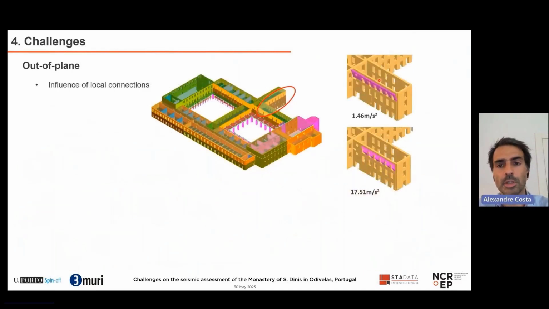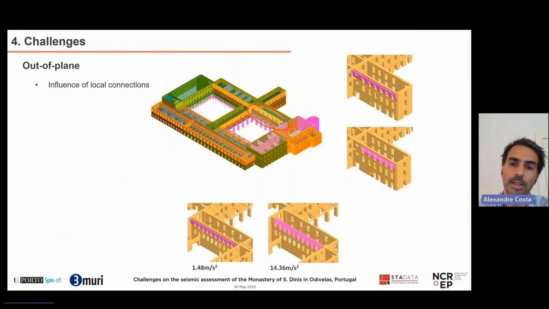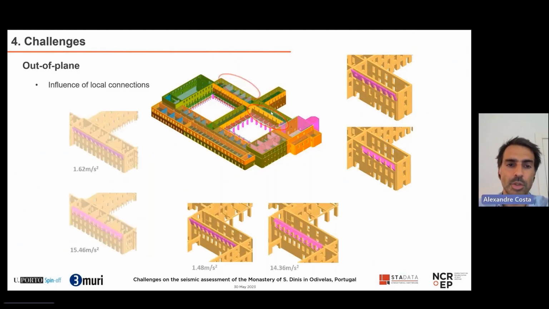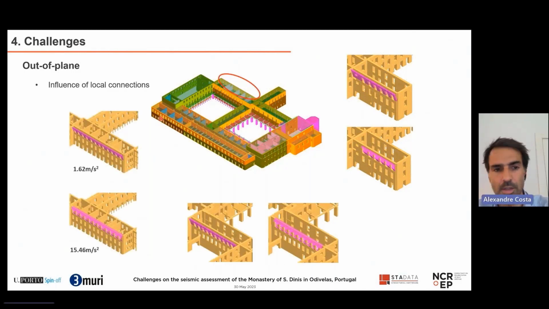For example, a global overturning here for building number 4, that is the building that we showed in the beginning. If we connect to the top, we can increase the seismic capacity even up to 10 times. The same thing applies to other walls. So this means that in the strengthening phase of the monastery, this should be one of the key points to be used in the design.